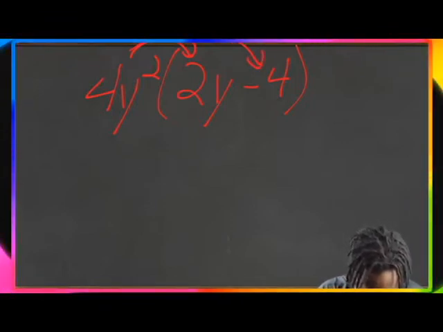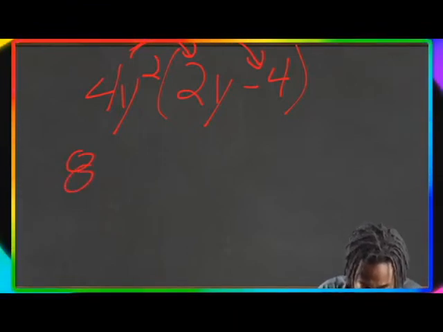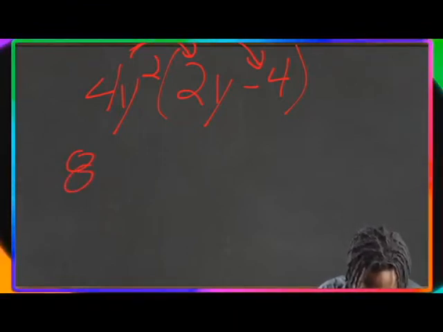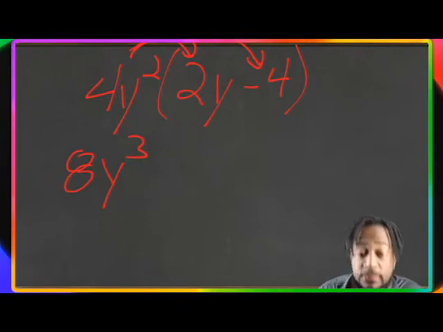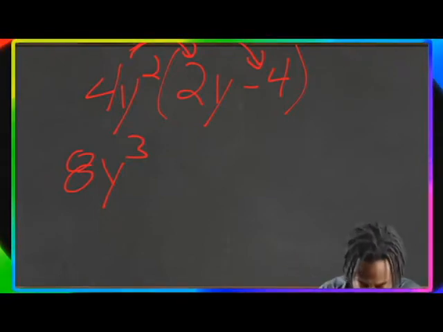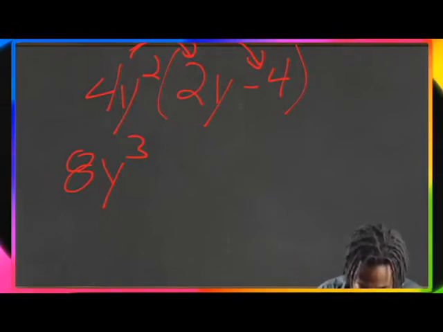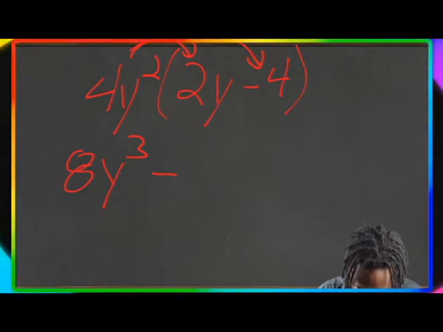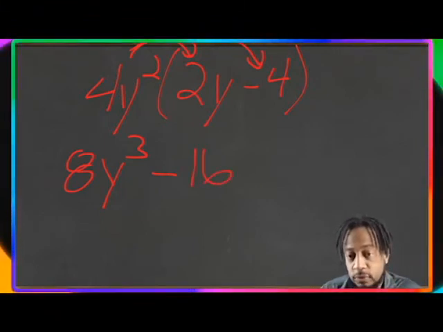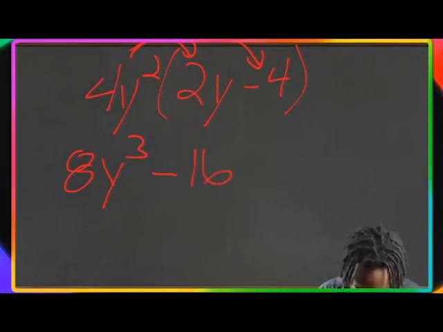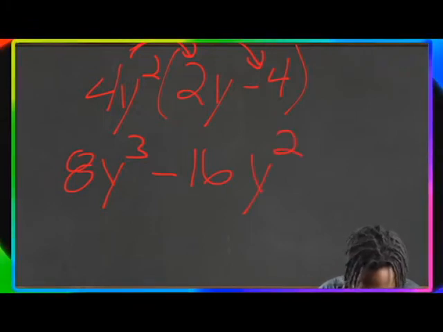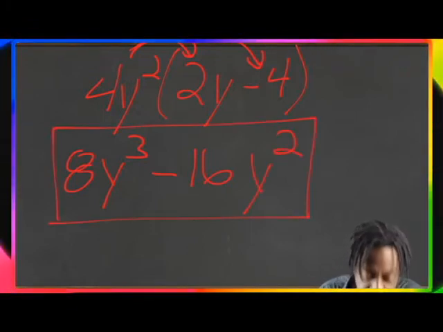4 times 2 is 8, right? How many y's do I have? I have 2 y's here. I have 1 y here. I have y to the what? Third. Y to the third. 4 times a negative 4 is a negative what? 16. 4 times 4 is 16. How many y's do you have? Y squared. Box it up. Ship it out.